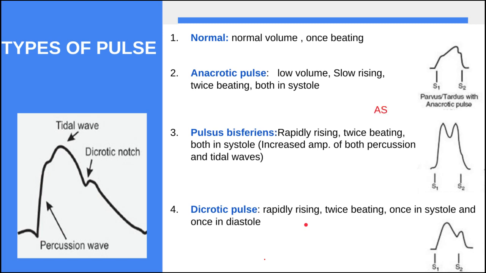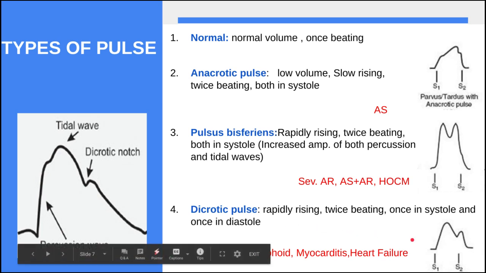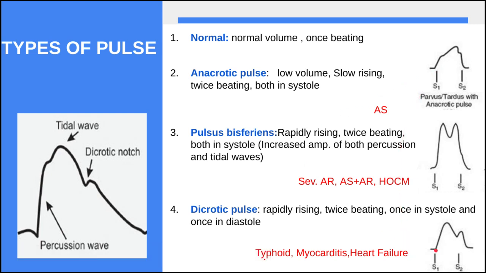Okay, anacrotic pulse is seen in aortic stenosis. Then pulsus bisferiens is seen in severe aortic regurgitation or AS plus AR or HOCM, where large stroke volume is there. And dicrotic pulse is seen where stroke volume is low or peripheral resistance is low, like in typhoid, myocarditis, and heart failure. So dicrotic pulse is also a low volume pulse but it is rapid rising unlike anacrotic pulse, and twice beating but one peak in systole and one in diastole.